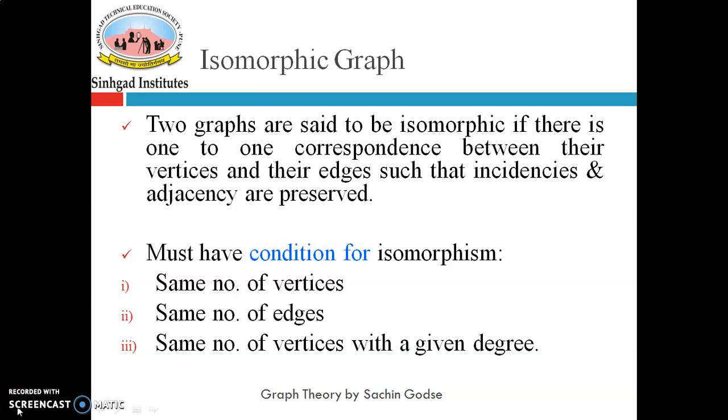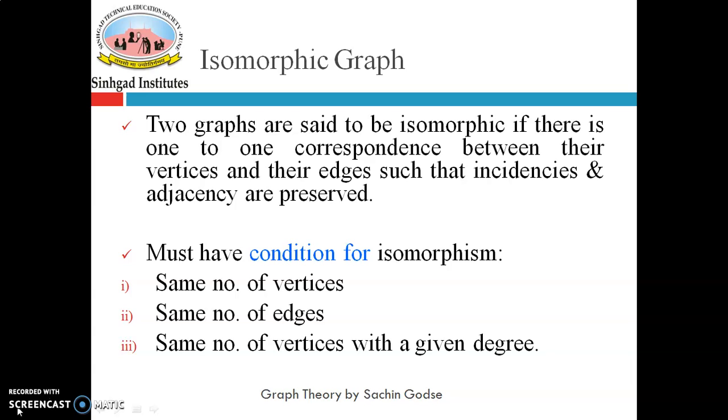Next term is isomorphic graph. Two graphs are said to be isomorphic if there is a one-to-one correspondence between their vertices and their edges, such that incidences and adjacency are preserved. So, two given graphs are called isomorphic if they follow the following conditions.